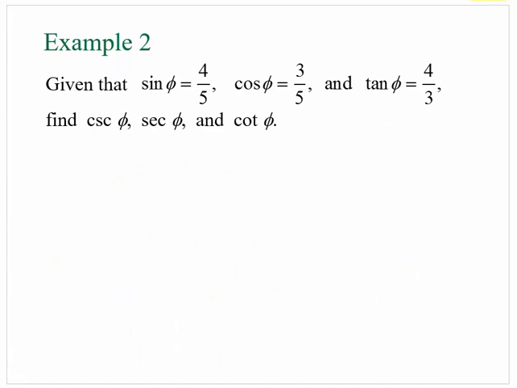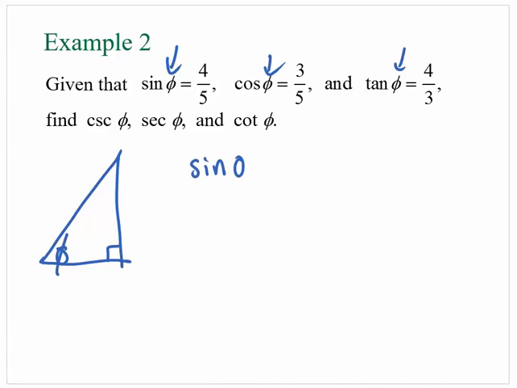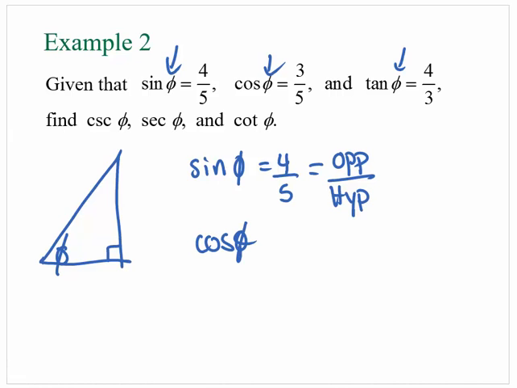Now our next example is very similar. It just doesn't give us that right angle triangle. So I'm going to start by drawing the right angle triangle, and I'm going to draw in the angle in question. It's giving us information. It's saying that sine is equivalent to 4 over 5. Well, I know that for a right angle triangle, that means the opposite is over the hypotenuse for sine. So cosine is 3 over 5, and tangent is 4 over 3.